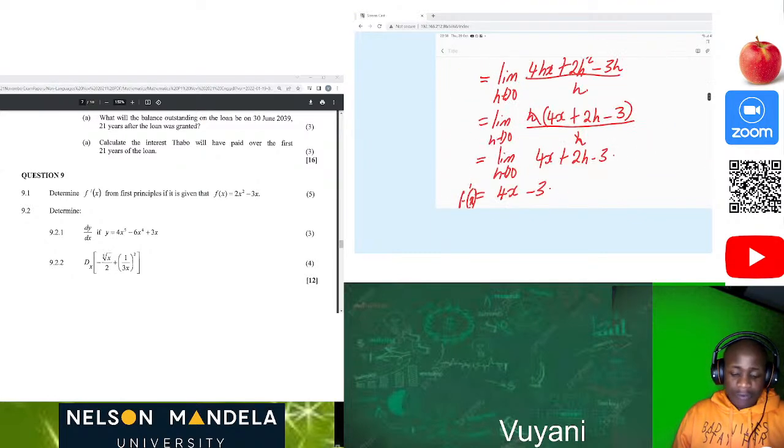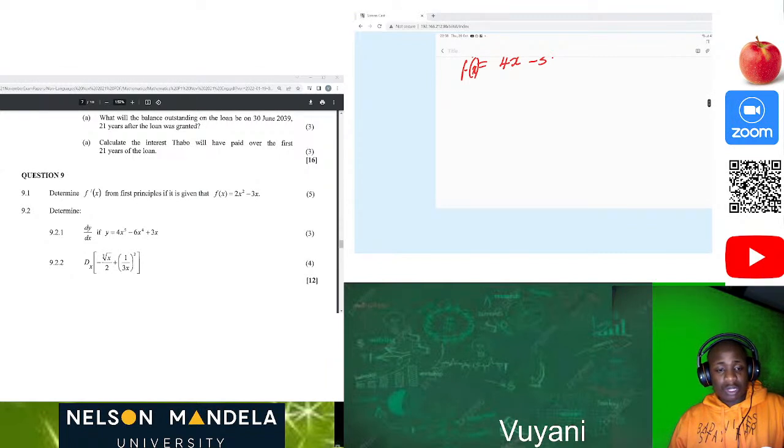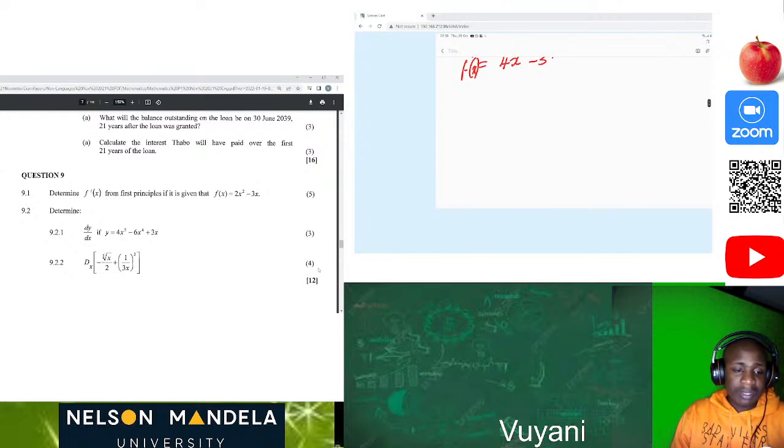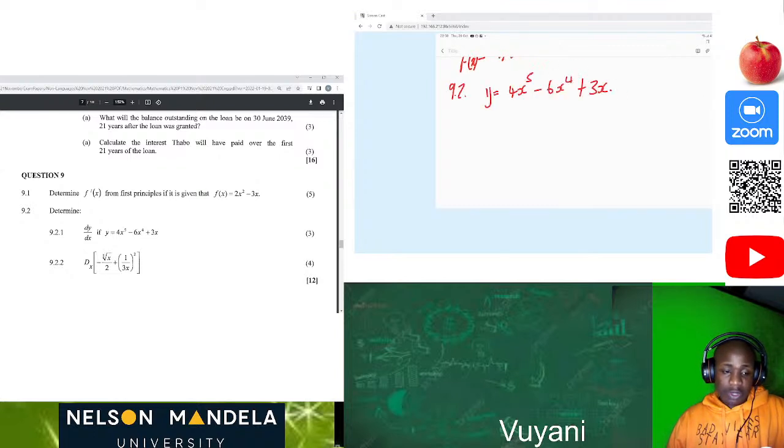Great. Now moving on to the next question, which is question number 9.2. Determine dy over dx if y is equal to 4x to the power 5 minus 6x to the power 4 plus 3x. So the first thing we write is y equals 4x to the power 5 minus 6x to the power 4 plus 3x. Now we want to determine dy over dx. So how will we be able to do that?